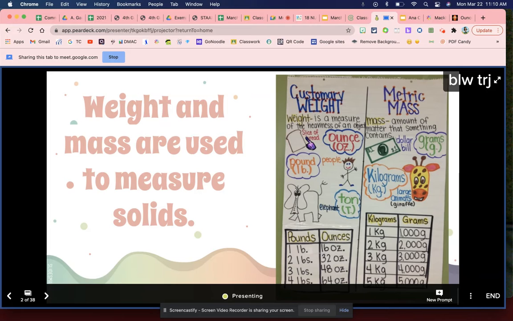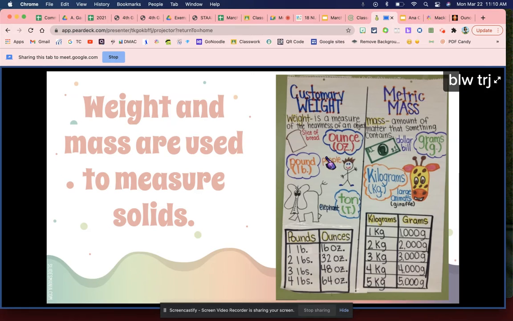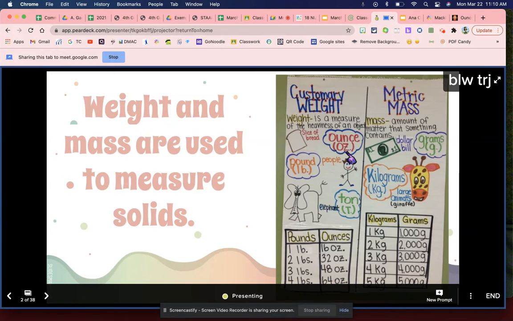For example, one slice of bread, un pedacito de pan, that would be equivalent to 1 ounce, right? 1 ounce. How do we abbreviate ounce? By writing OZ. We can measure the weight of people. How do we measure people? In pounds, libras, right? We abbreviate pound by using LB. If it's plural, we would add an S.